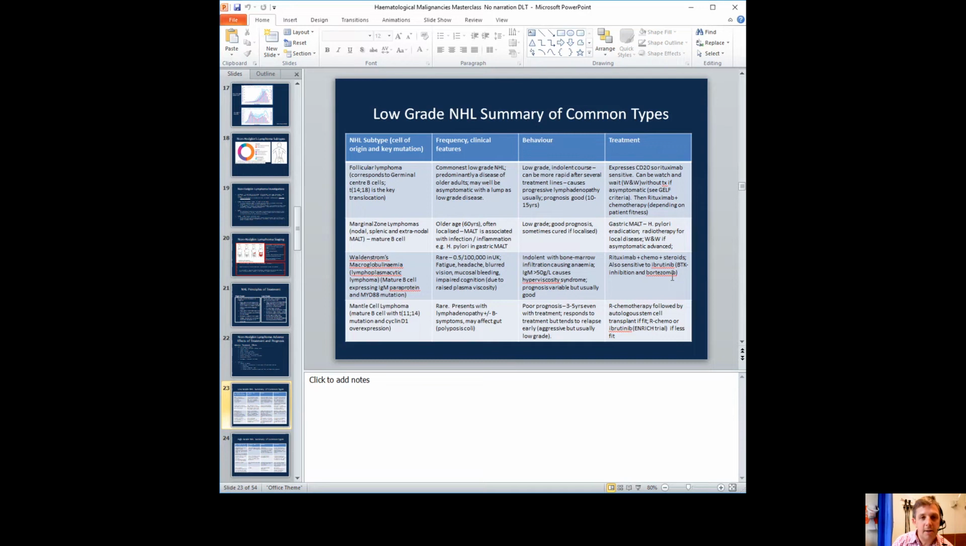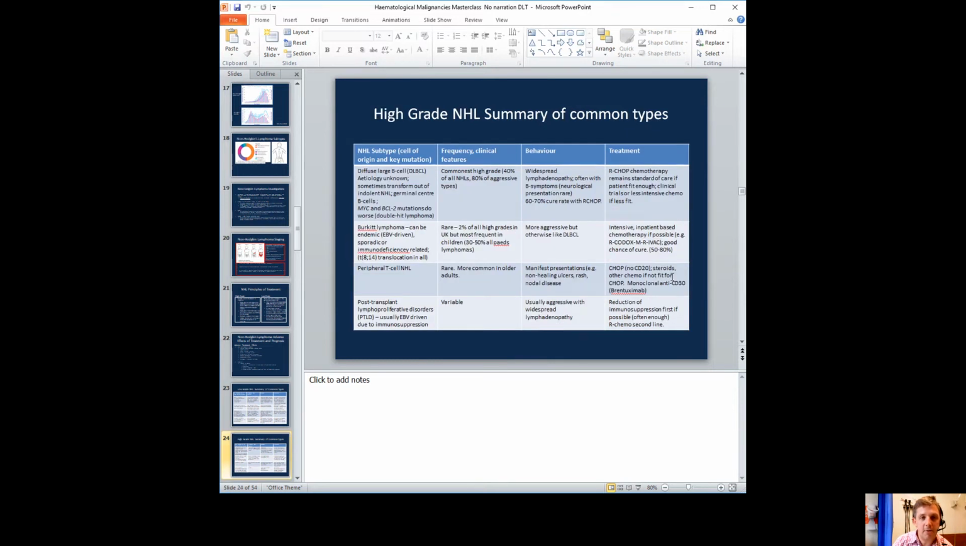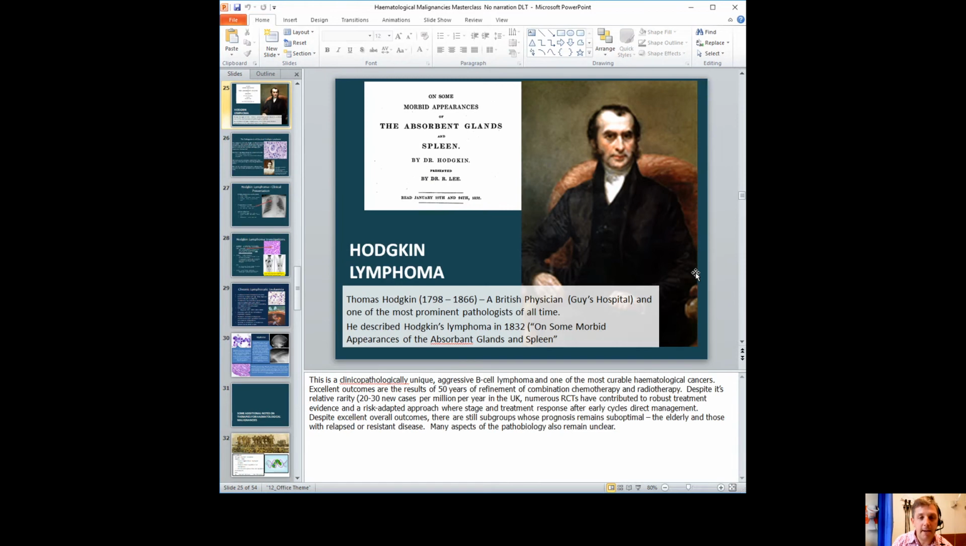I've done a couple of slides on some of the commoner types of lymphomas, high grade and low grade, giving you detail which you don't necessarily need, but you might be interested in reading a little bit about. And a bit on Hodgkin's. Thomas Hodgkin was a very famous pathologist in London who described cases in the early 19th century.